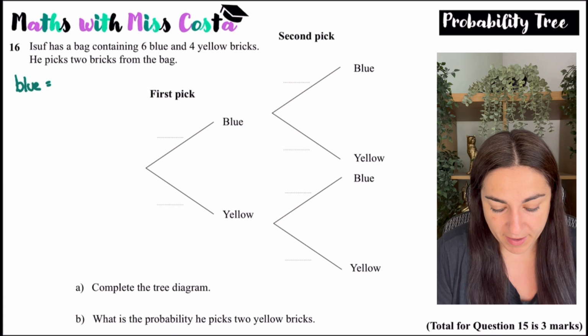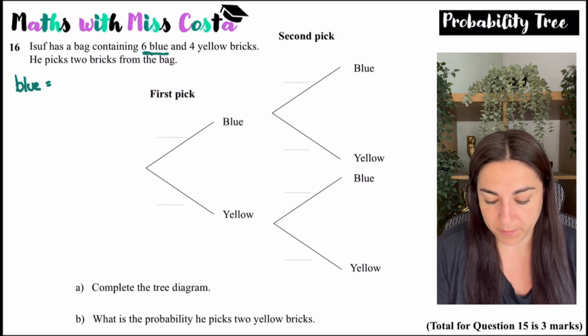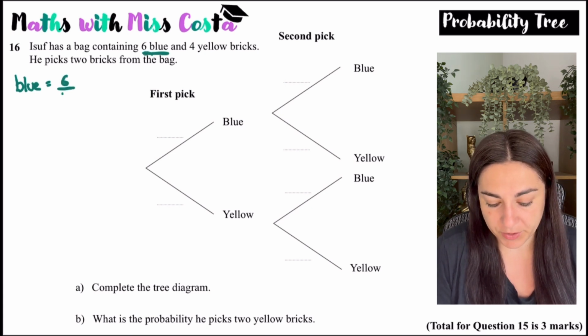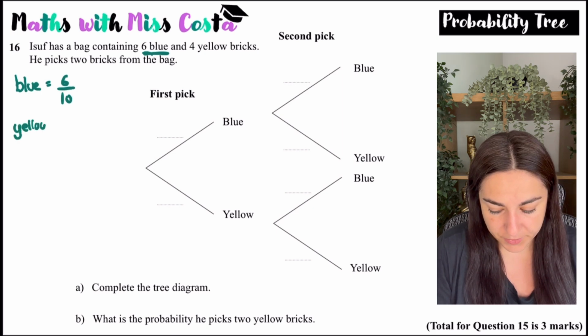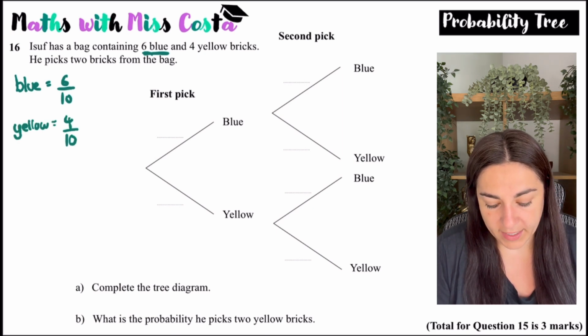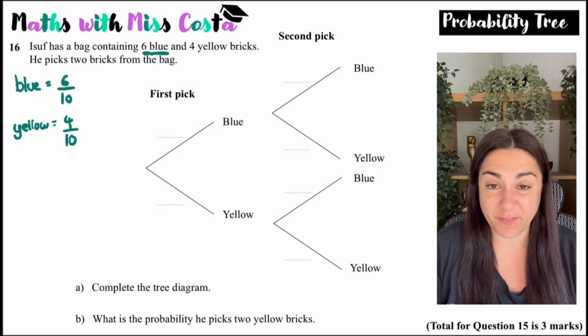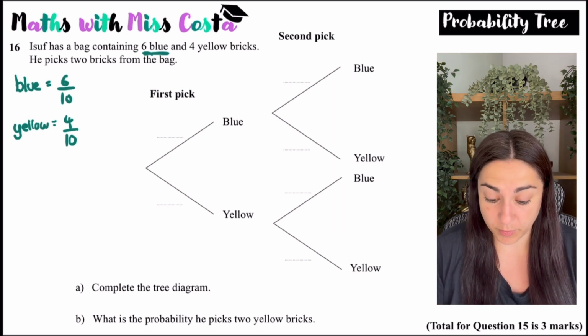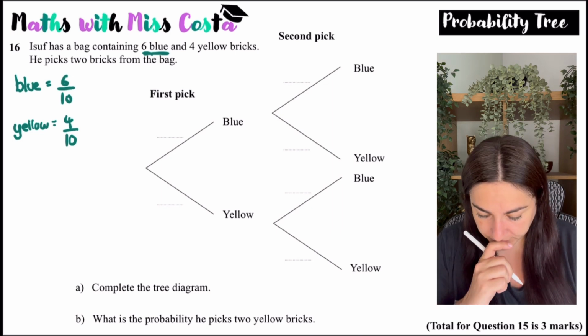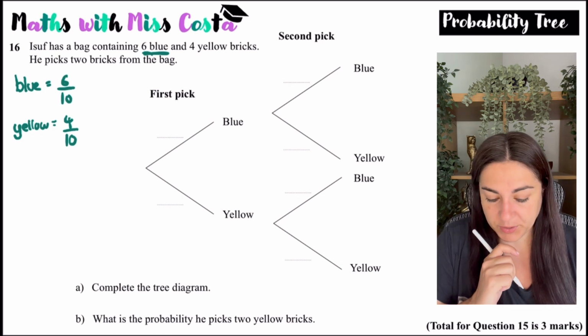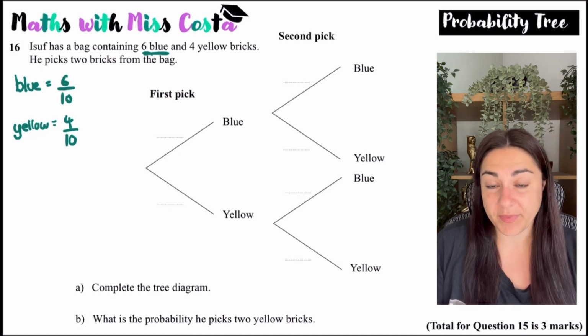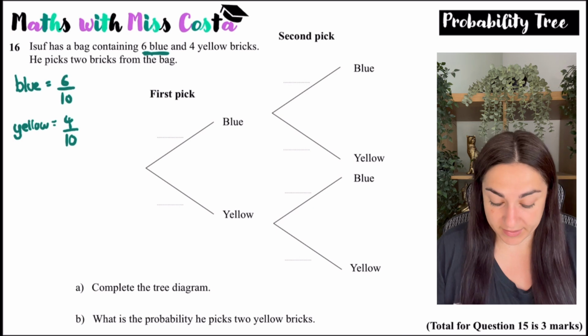So let's think about what the probability of getting a blue brick would be. Well, there are 6 blue out of a total of 10 bricks. And for yellow, there are 4 yellow bricks out of a total of 10. So first, it's good to just work out what the actual probability is of each thing. And then I'm told that he picks 2 bricks from the bag. And the first part of the question is to complete the tree diagram.